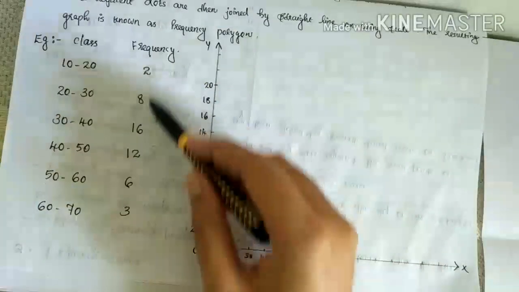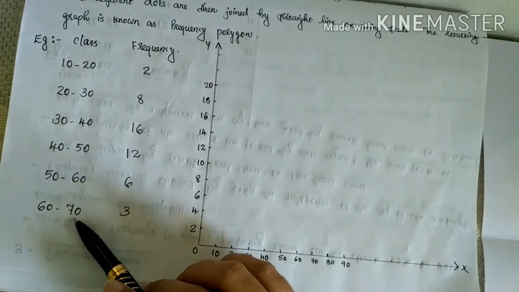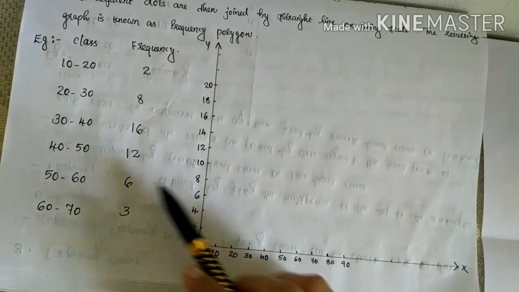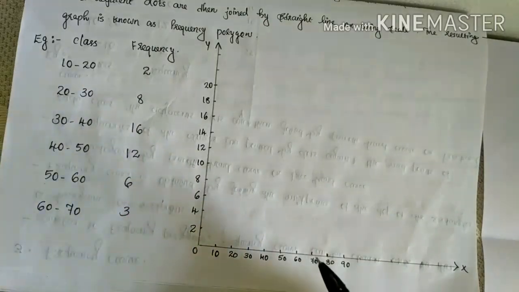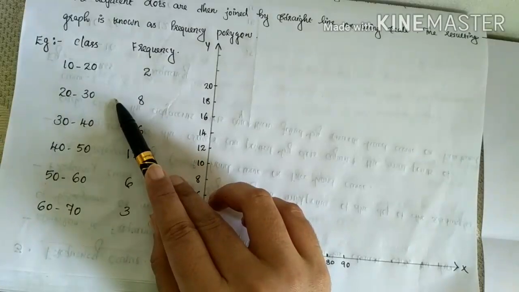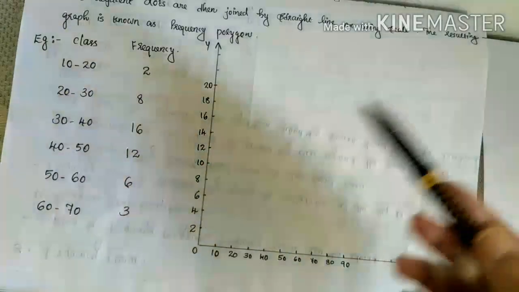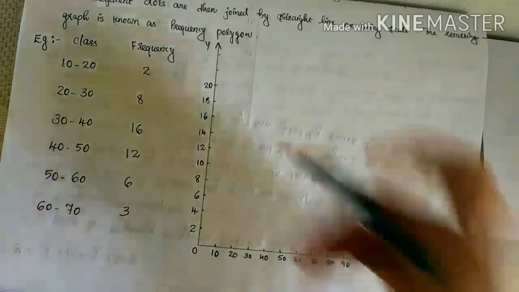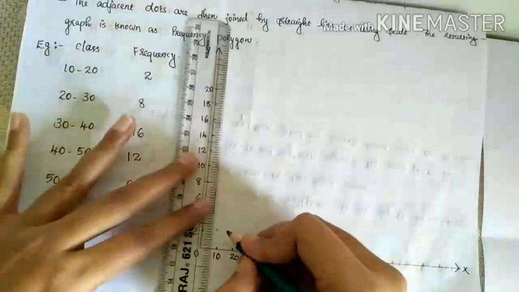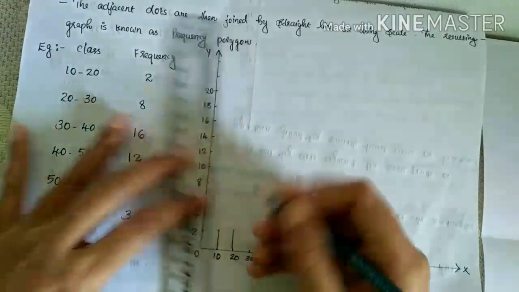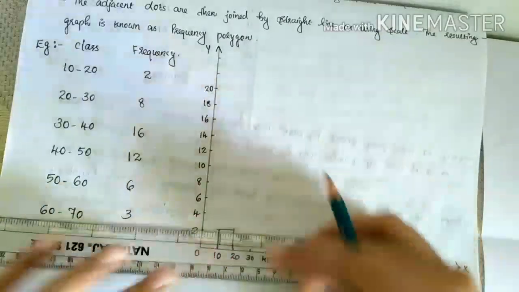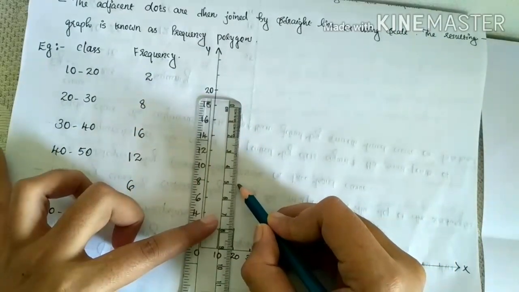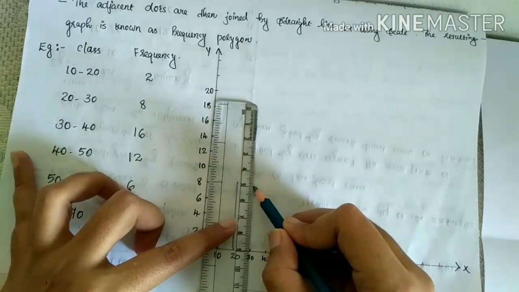Here the classes and frequencies are given. The classes 10 to 20 up to 60 to 70 and their corresponding frequencies are given. You have to draw a frequency polygon using this information. The first procedure is that you have to draw a histogram using this information, as in the previous method. For the class 10 to 20, the frequency is 2. So it's almost here. We draw a rectangle to represent the 10 to 20 class. And for the class 20 to 30, the frequency is 8. So we draw a rectangle at point 8.